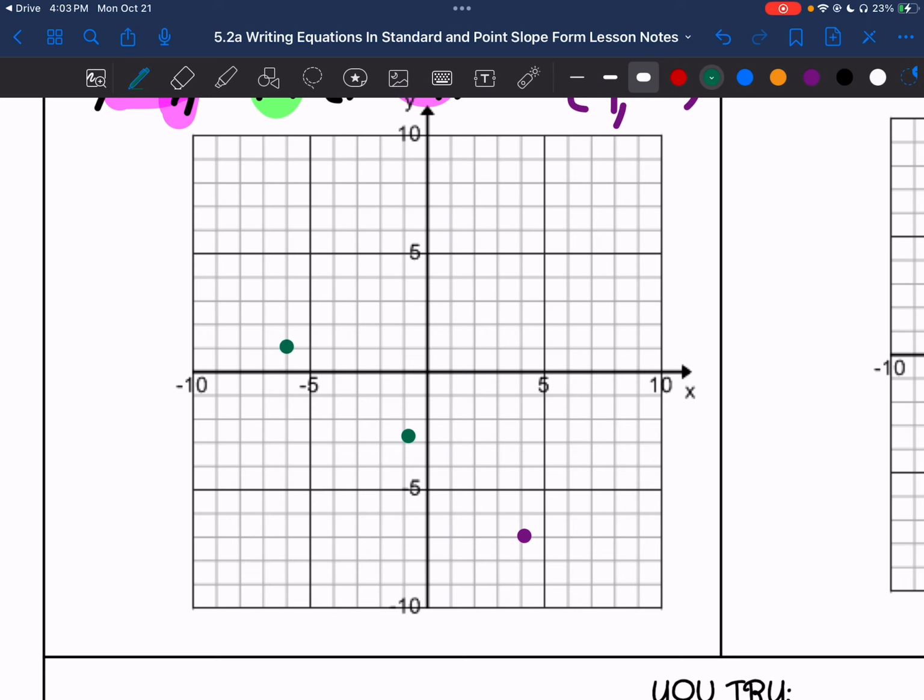All right, and that gives us 3 points. It's not ideal for us to graph a line, but it is enough that we can work with. So we have our points, and there we go. Arrows on the end of the line as is expected.